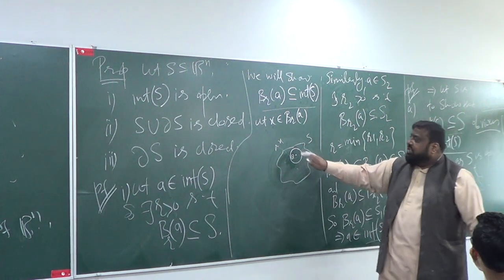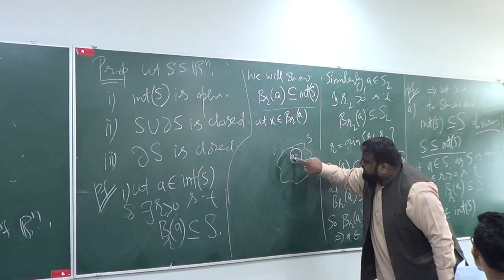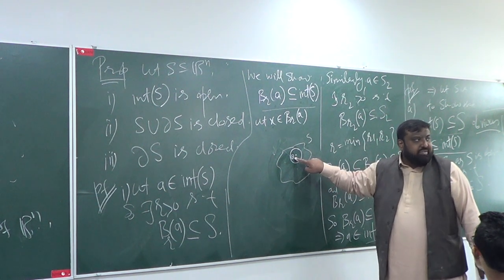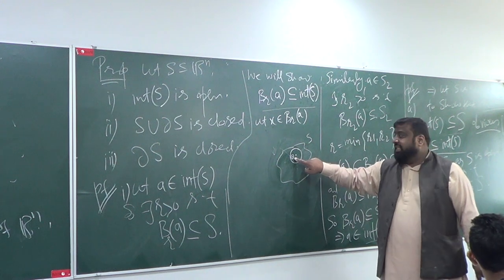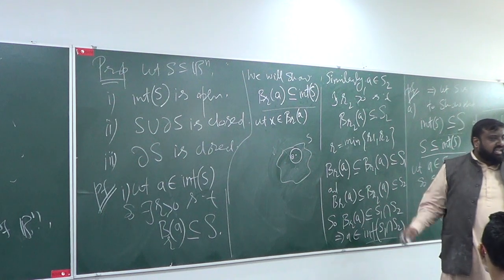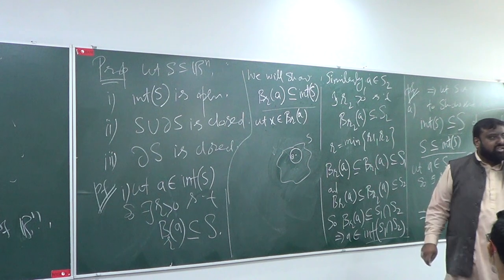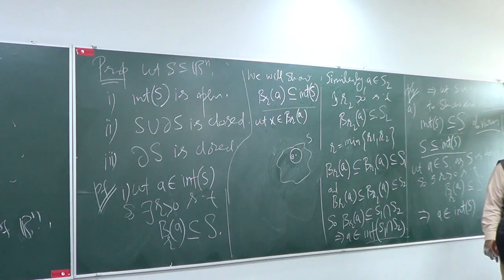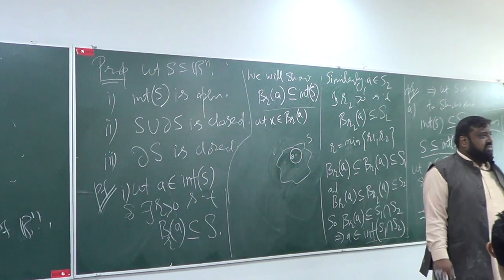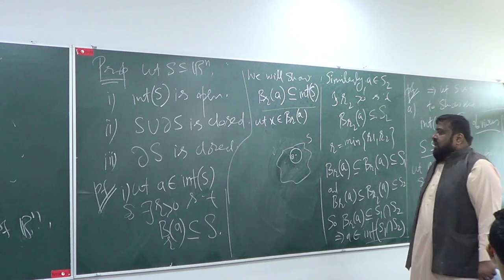So keeping in view this situation, what is your suggestion for the best radius to draw a ball on this point in such a way that this small ball is contained in the ball? And it should also stay away from the central point here. So what should I do? It should be less than the radius of the ball.